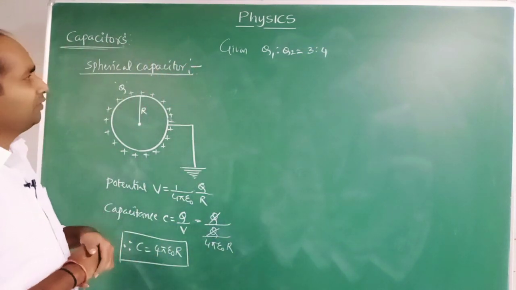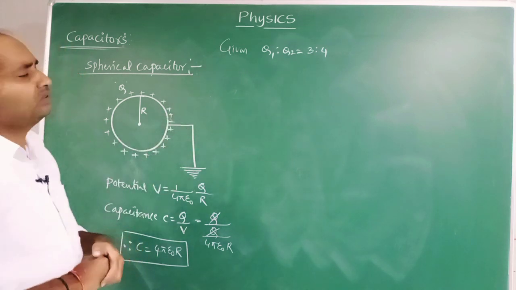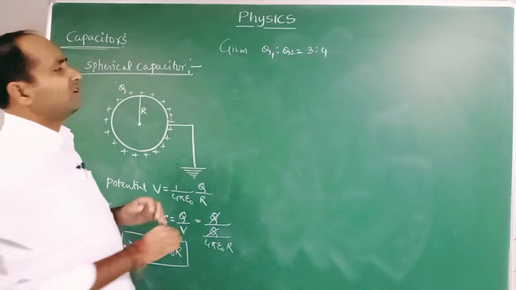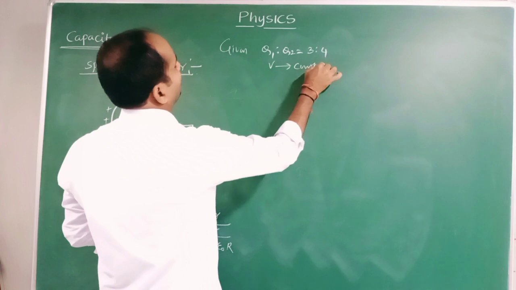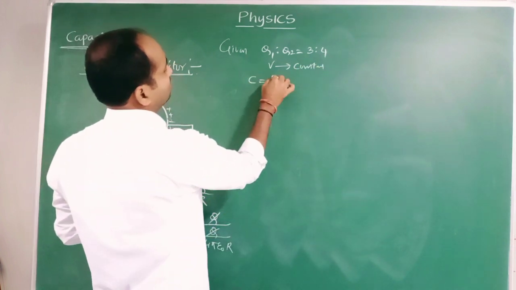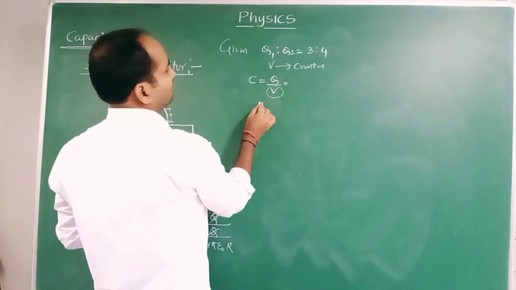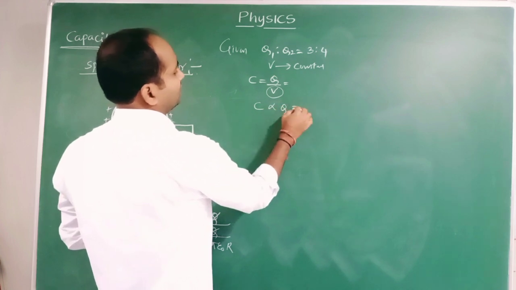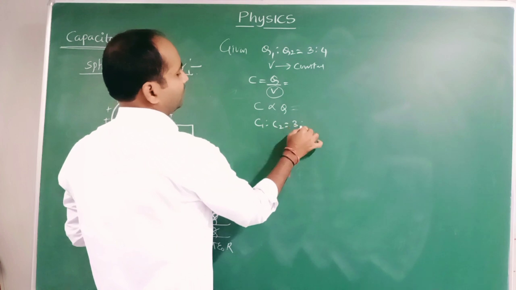Charged in the ratio of 3:4, they reach the same potential value. V is constant here. Then what is the ratio of their capacitors? We know that C is equal to Q by V. V is constant, so we may write C is proportional to Q, that is C1 is to C2 is also 3 is to 4.